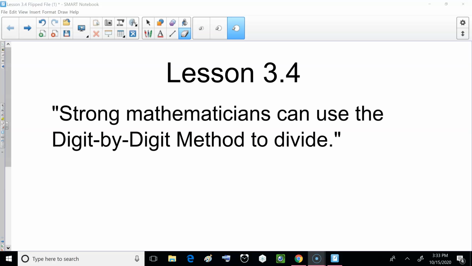Welcome class to lesson 3-4. Strong mathematicians can use the digit by digit method to divide. So you can pause the video, get out your notebook, the pencil, write down today's date, the name of the lesson, and let's begin.